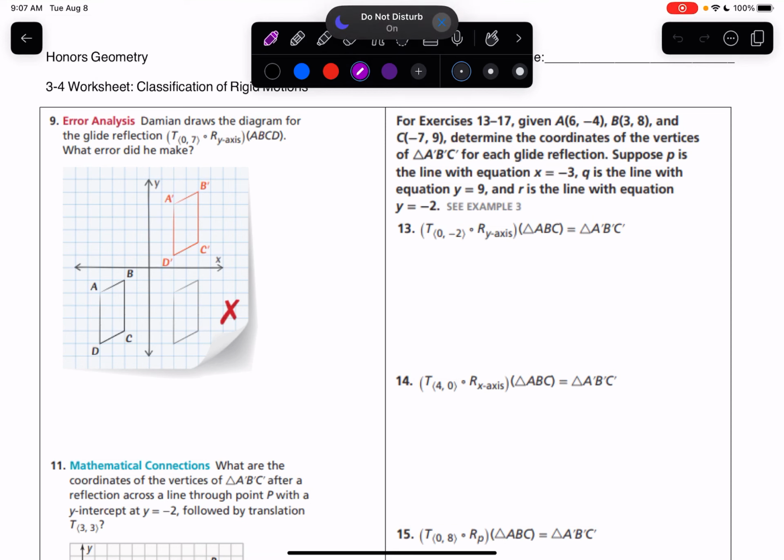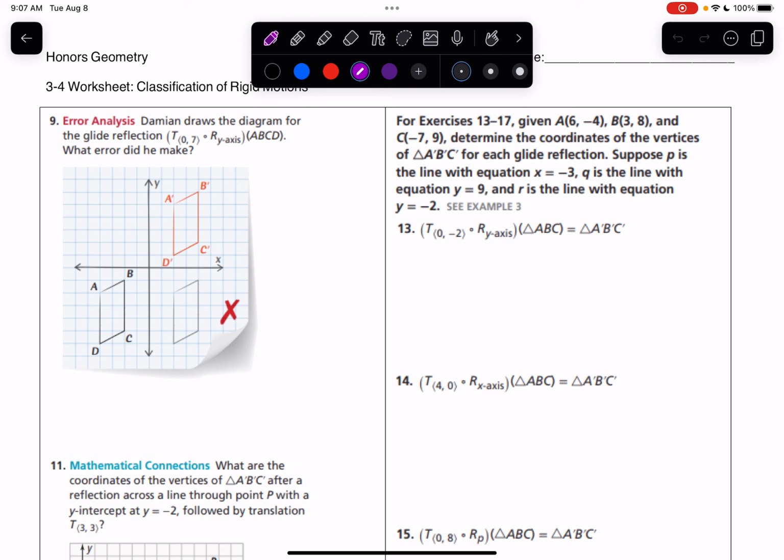All right, folks, we are back with the 3-4 worksheet, all about glide reflections and combining some of our already created rigid motions. So starting with number 9 here, Damien draws the diagram for the glide reflection of a translation composed with a reflection across the y-axis of quadrilateral ABCD. What error did he make?